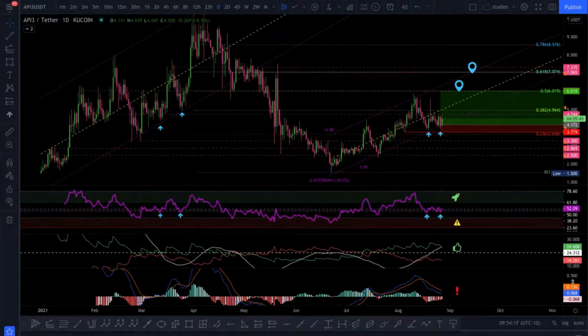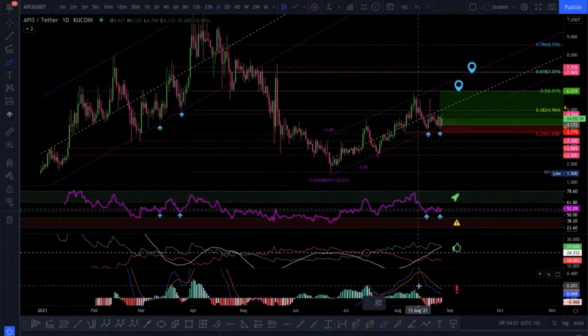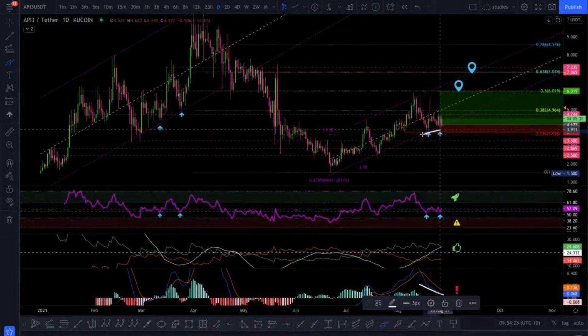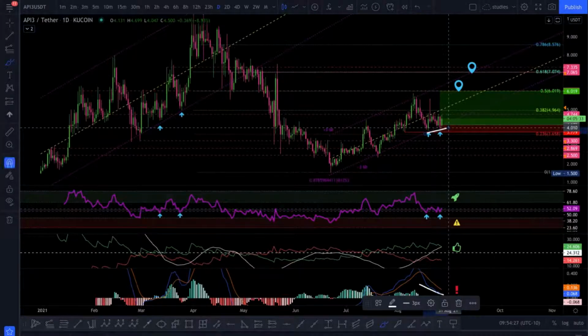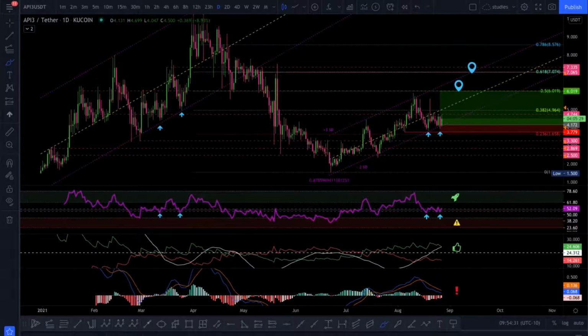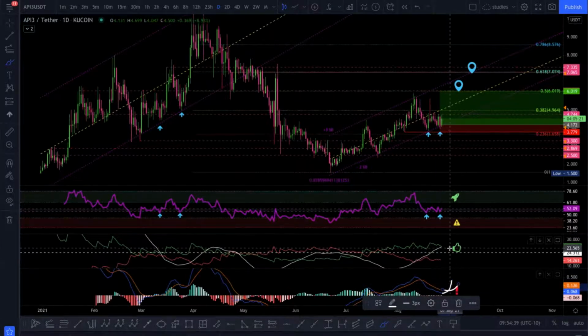However, what we do see here on our MACD is a bit of a divergence, right? Our MACD seems to be dropping like this. However, our price action seems to be moving up, okay? So that's a bullish divergence indicating that we may see a cross sooner than later. And what we could hopefully see is a MACD cross. This guy is going to come up like this, okay?